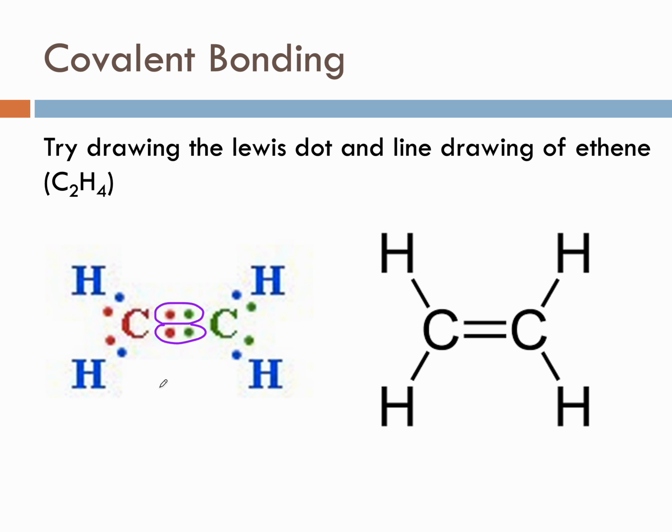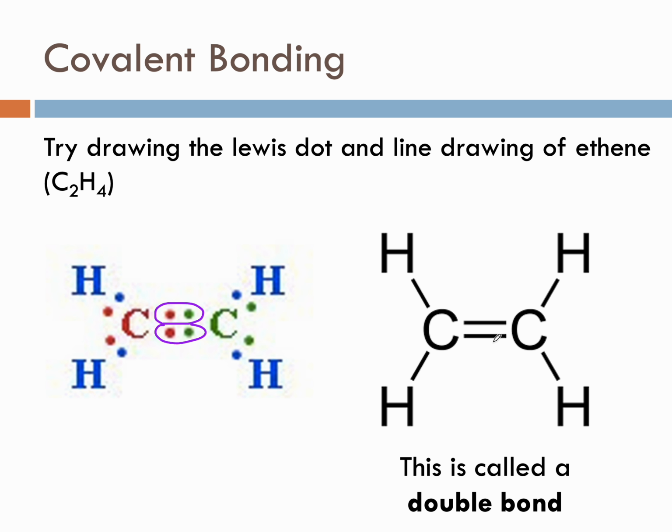This is what this looks like as a line diagram. We can turn each of these shared pairs into a line. So we'll notice there's a double bond here between the 2 carbons. So that's called a double bond. You still have single bonds with the hydrogens, right? But it's a double bond between the carbons, and we call that ethene.